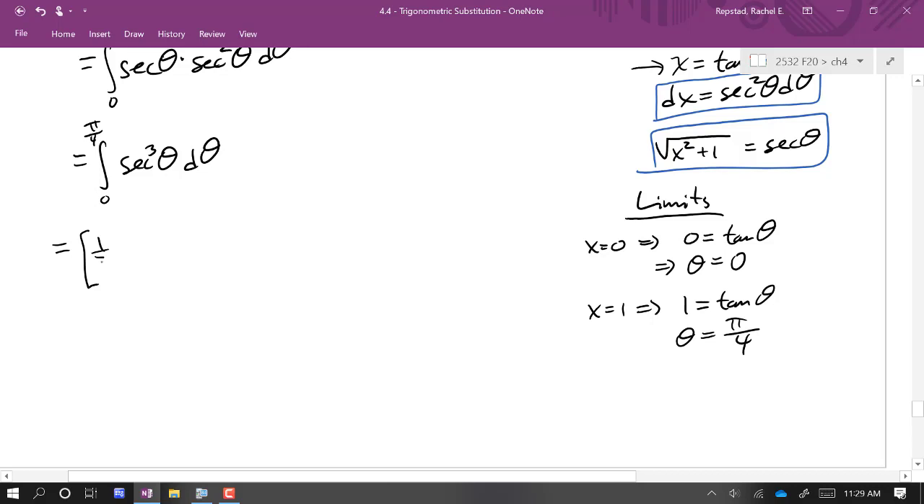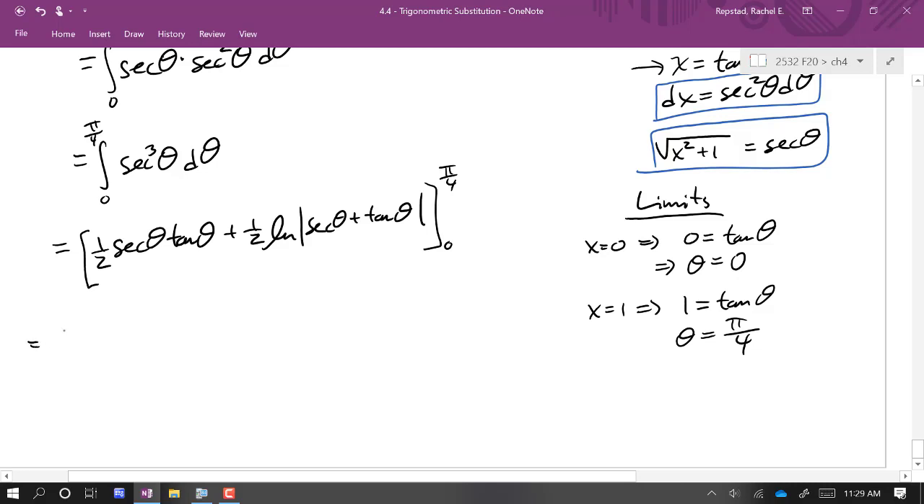So this is 1/2 secant theta tan theta plus 1/2 ln of absolute secant theta plus tan theta from 0 to pi over 4. And now we can plug in our limits. I think I'll just take out this common factor of 1/2. Bring that outside. Plugging in pi over 4.